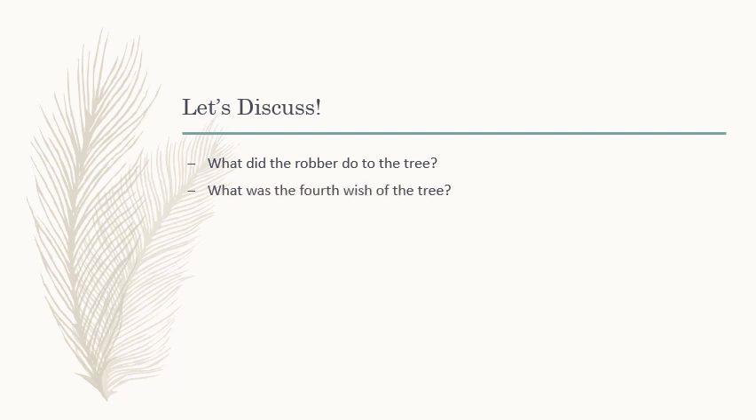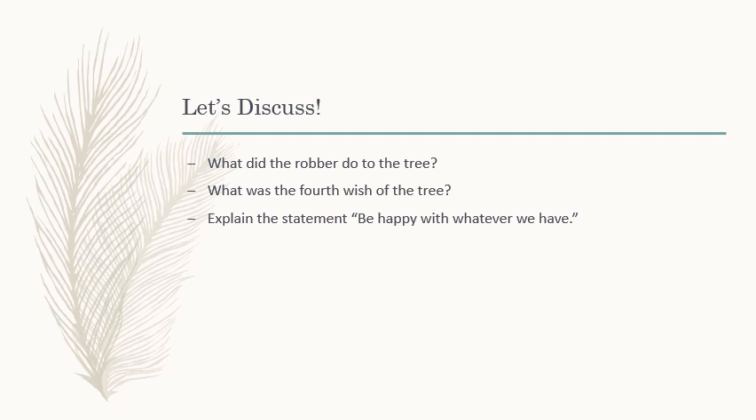Now, number 2. What was the fourth wish of the tree? Now I'm going to provide you only the keyword, and it is needle leaves back again. So this is the keyword. Now you have to frame it in your own words. Next, explain the statement, be happy with whatever we have. This has already been discussed in our previous lesson.